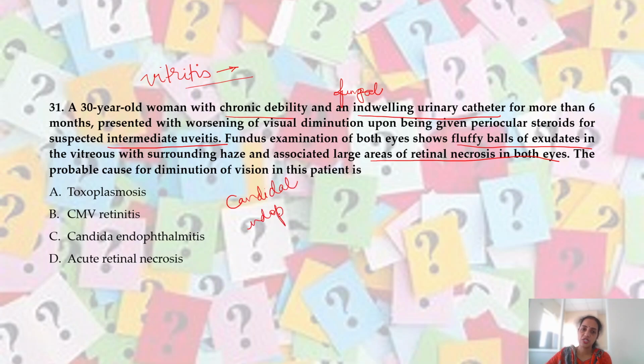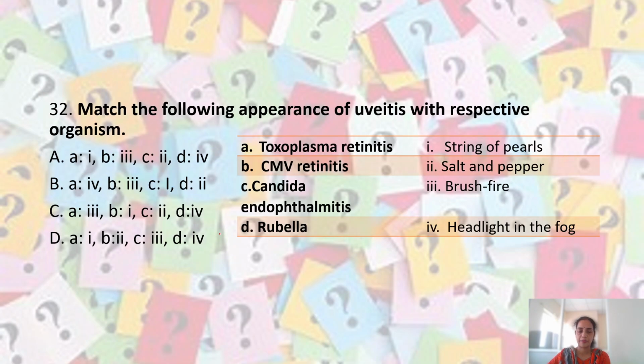It is an endogenous endophthalmitis, in the sense the source of infection is from within the body. So the right answer here is candidal endophthalmitis.